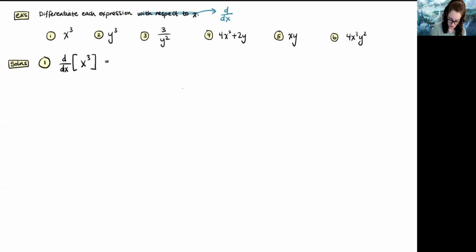So this is just 3x squared, right? We all know how to do that, hopefully. So the derivative of x cubed is 3x squared. Nothing fancy or special or different about that in this case still. The next one is d dx, or the derivative, of y cubed. Y cubed this time, instead of x cubed.